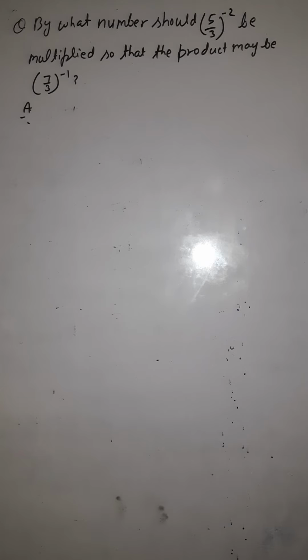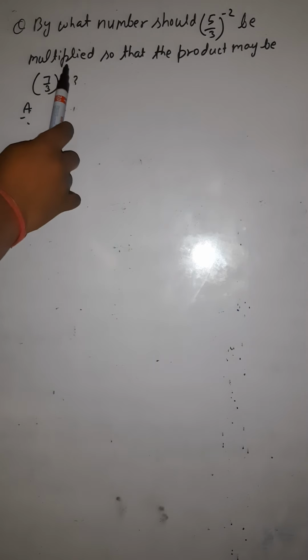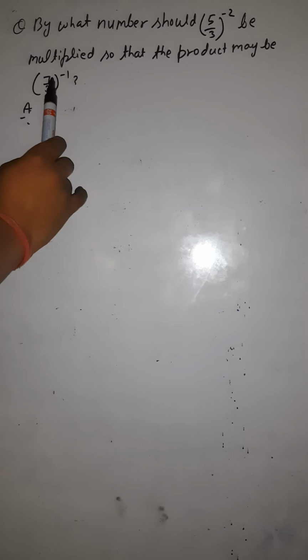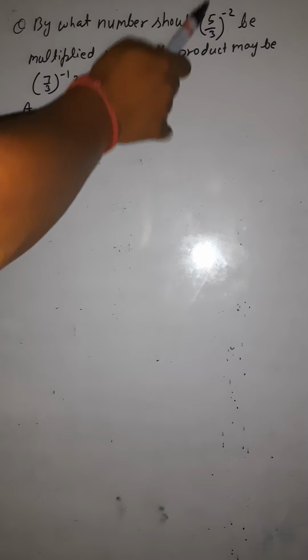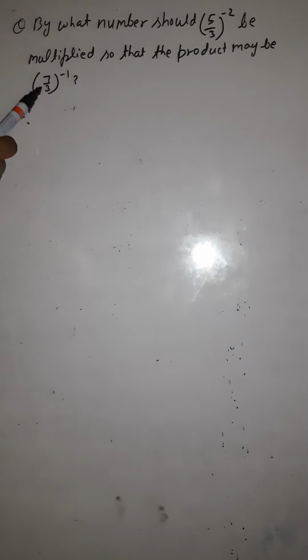And this is the next question before you. The question is, by what number should 5 by 3 whole raised to the power minus 1 be multiplied so that the product may be equal to this much? So you have to multiply this by some number. Let's say we are multiplying it by x, and the answer that we are getting is 7 by 3 whole raised to the power minus 1.